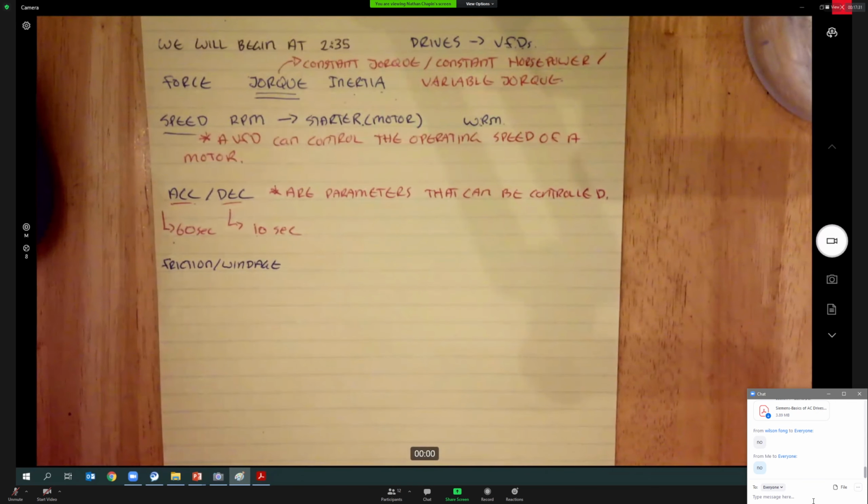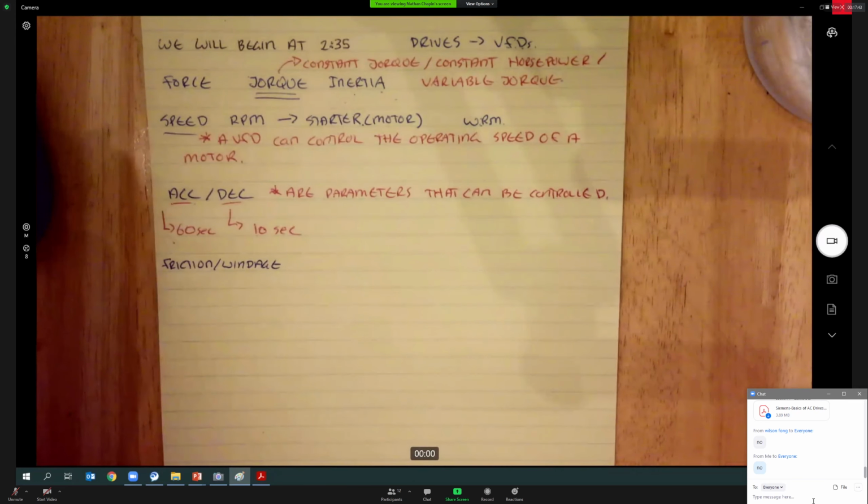And I'll try to use a conveyor and a rooftop unit for most examples, because I think most people understand those quite well, at least in their basic fundamentals with respect to how they work.